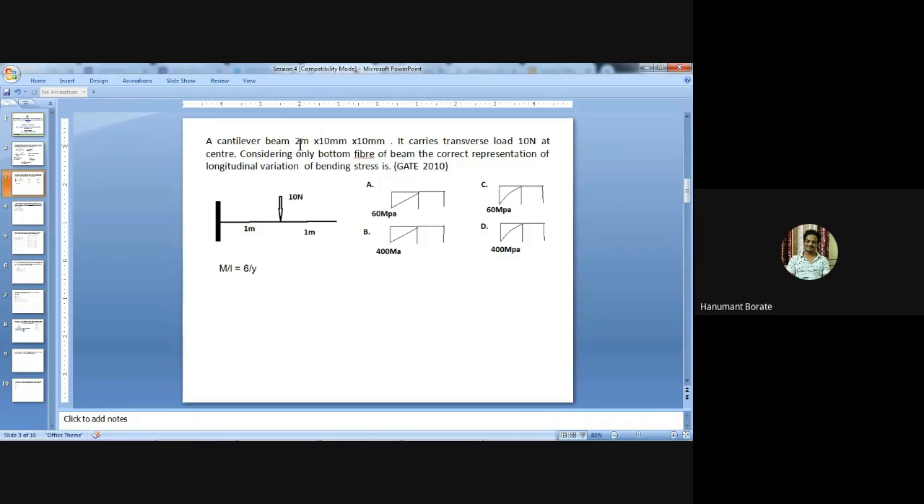A cantilever beam of 2 meter into 10 mm by 10 mm, which means the length of the beam is given as 2 meter and the cross section is 10 by 10, a square. It carries a transverse load of 10 Newton at the center. Considering only the bottom fiber of the beam, the correct representation of the longitudinal variation of the bending stress is. Four options are given: 60 MPa downward, 400 MPa, 60 MPa, but here a second degree curve is given, and here 400 MPa and a second degree curve is given.